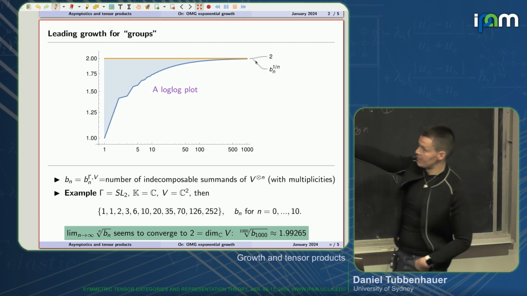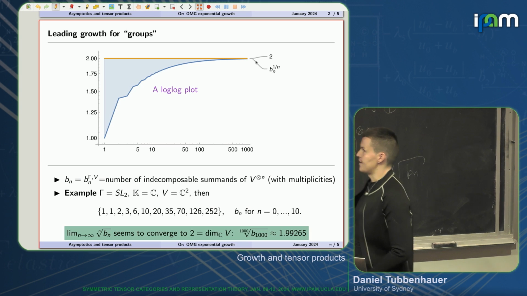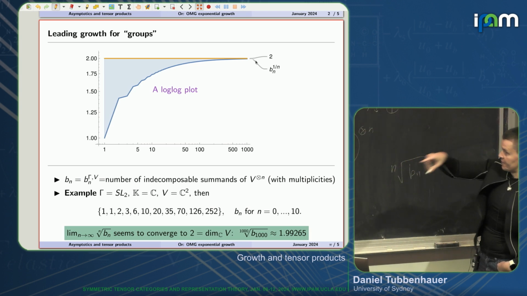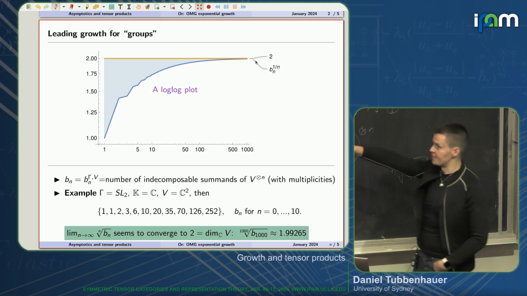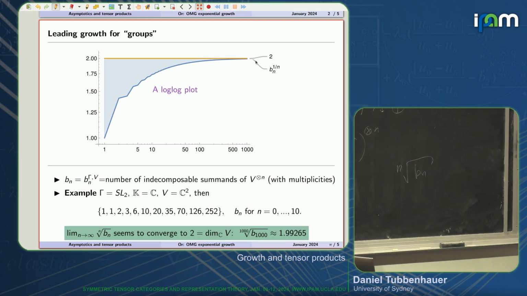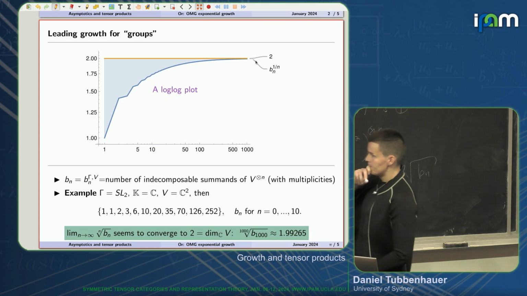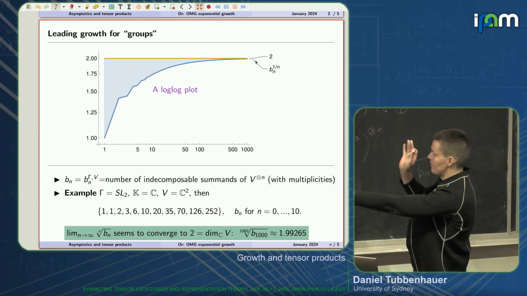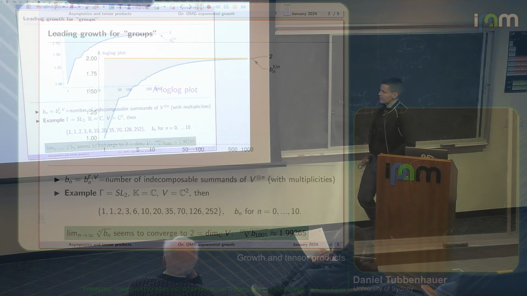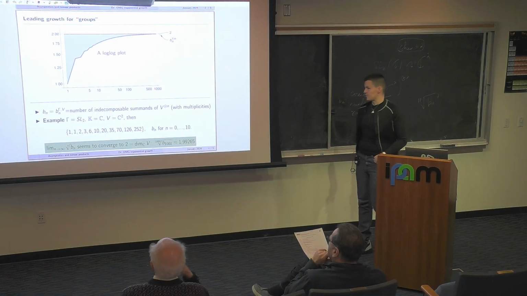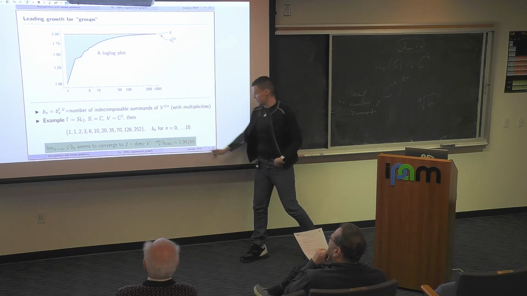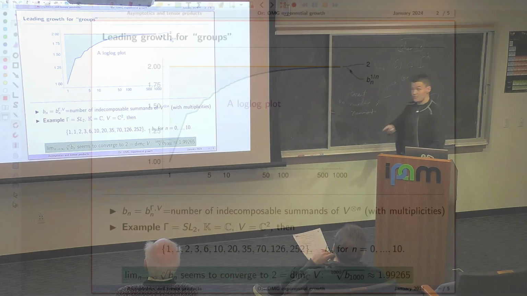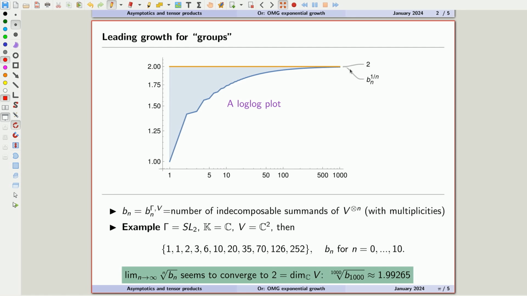You just take the nth root if you expect exponential growth. And what you see here, the blue line is the nth root of Bn. And the straight line is just the number 2, so this thing converges to 2, which you can easily see from the plot. Log-log plot means I do the same on the x-axis. And yeah, it seems to converge to 2. So the thousandth root of the thousandth symbol here is 1.99265. Convergence is really very slow.